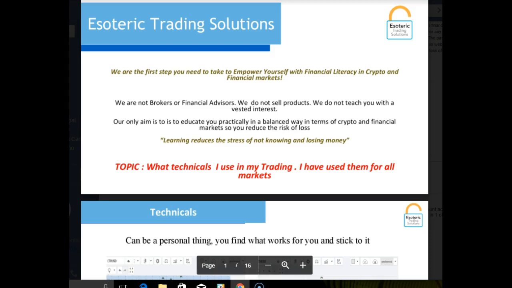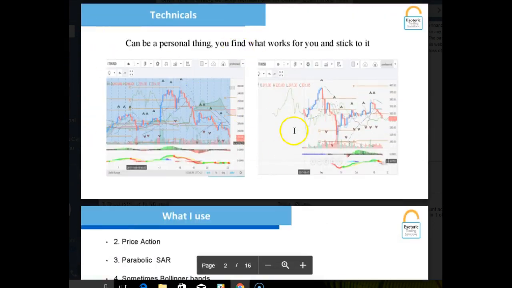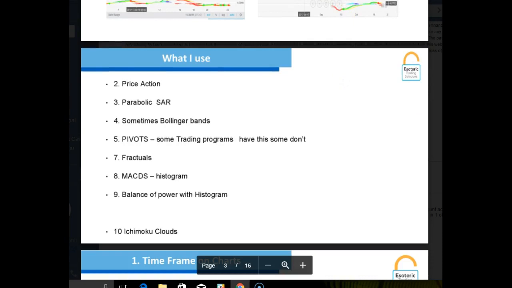Again, as I said, it's a personal preference what technicals someone uses. But these are pretty much the technicals I use, and we'll go through them, and I'll tell you why I use them personally. What I do use is price action, and I use time. I don't know why you can't see that there, time, but anyway, time, price action, parabolic SAR, sometimes Bollinger Bands, sometimes pivots. Pivots I do use, fractals, MACDs, balance of power with histograms, Ichimoku clouds, and I use a risk return or a return risk ratio as well.